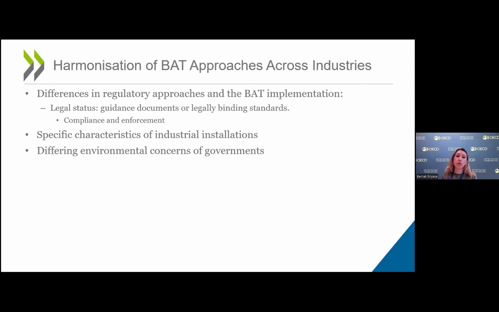We've also noted the differences could be attributable to the specific characteristics of the industrial installations. There are varieties of plants based on the geographical locations. And also one of the major points that were noted in the differences across the governments were the differing environmental concerns taken on board when they were evaluating a sector, particularly for pollutants.